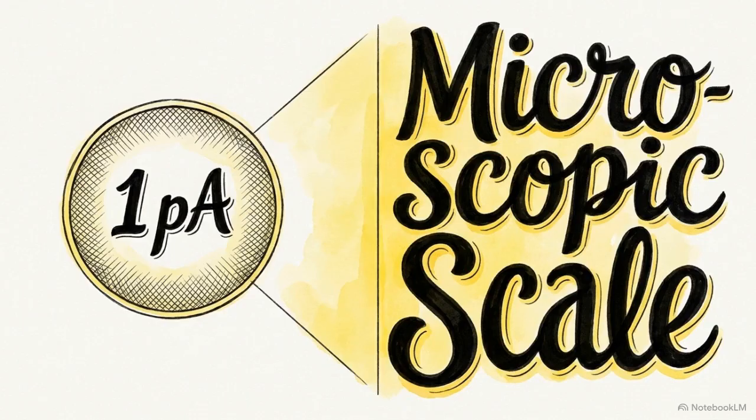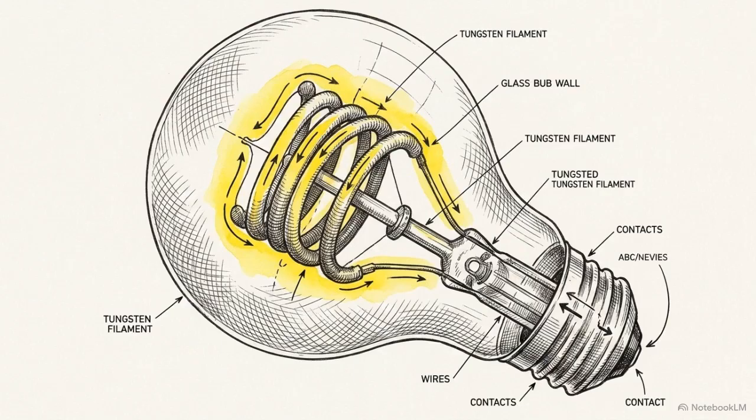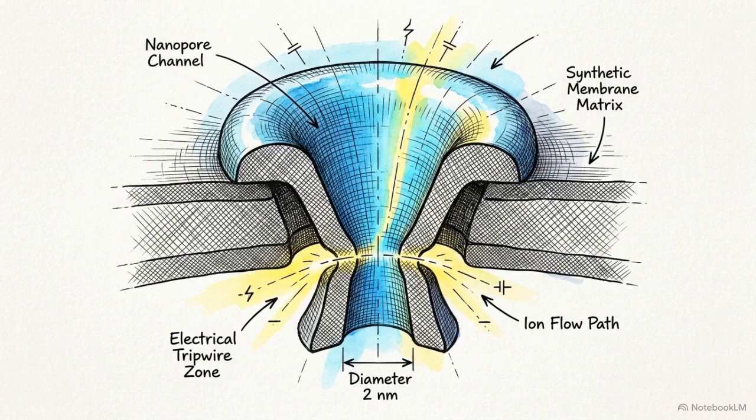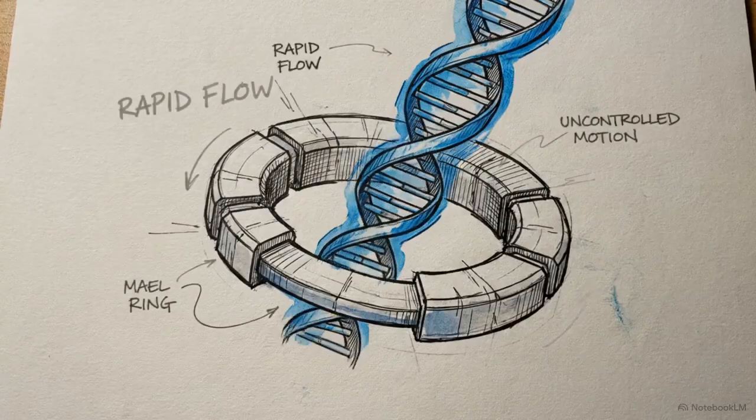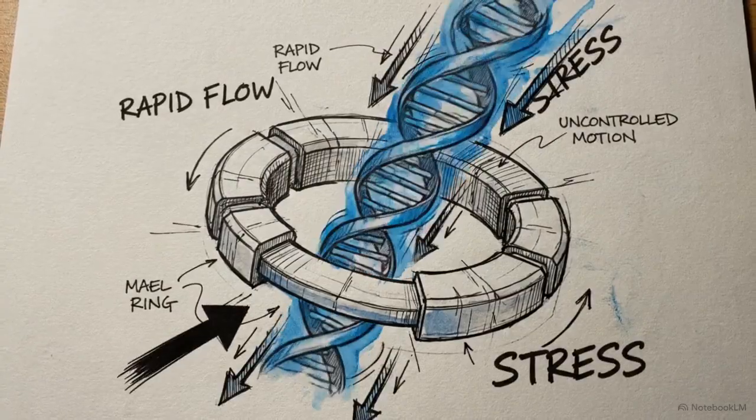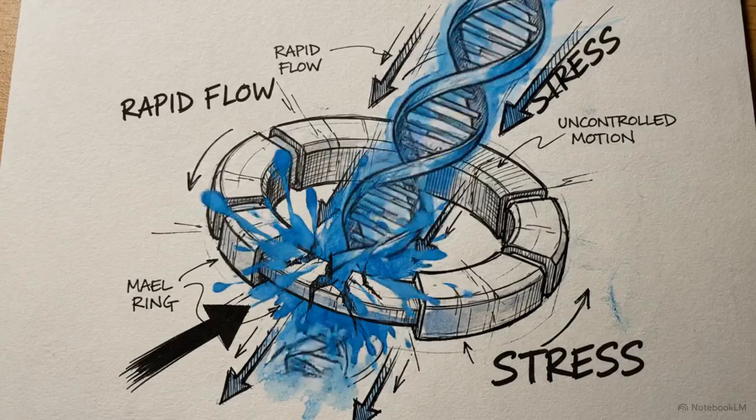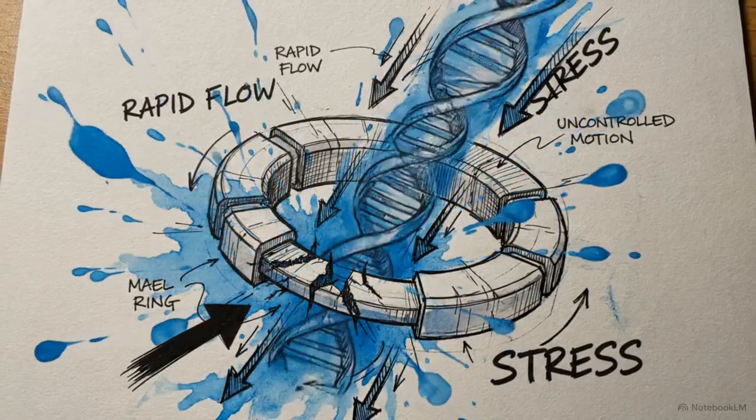To put that in perspective, a single picoampere is 1/trillionth of an amp. The current powering a standard household light bulb is hundreds of billions of times stronger than the signal flowing through this channel. This baseline current acts as a highly sensitive microscopic tripwire, primed to detect any physical intrusion at the atomic level. Left to the physics of the voltage gradient, a DNA molecule whips through the pore far too quickly for any sensor to accurately sample.